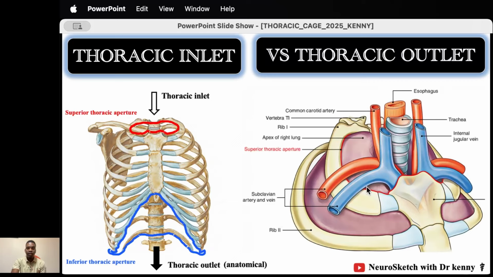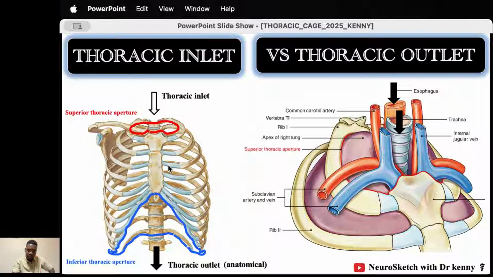This is the superior thoracic aperture. The superior thoracic aperture is acting as the thoracic inlet to non-circulating substances that are getting into the thorax. This is food in the esophagus and air in the trachea. So food and air are using the superior thoracic aperture as their only way of getting into the thorax. In this fashion, the superior thoracic aperture is acting as the thoracic inlet.